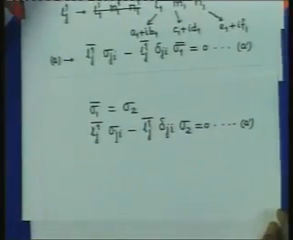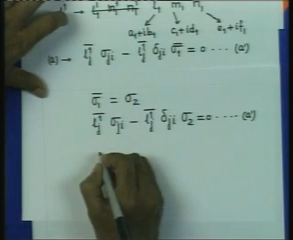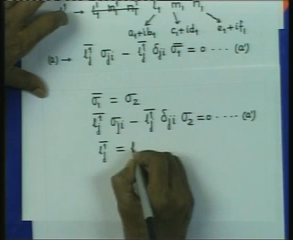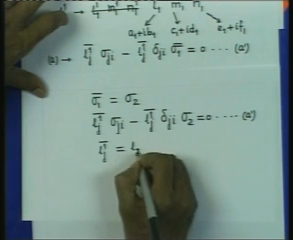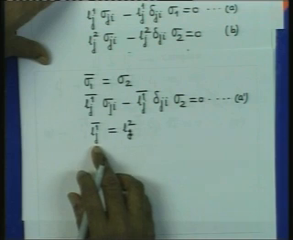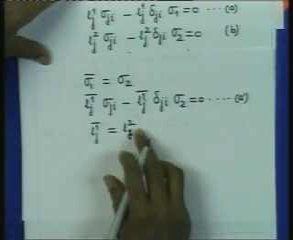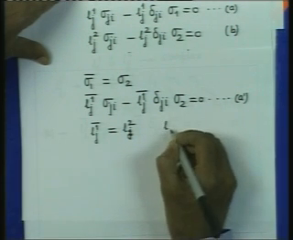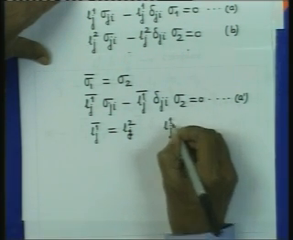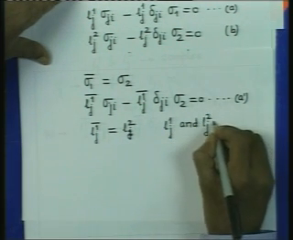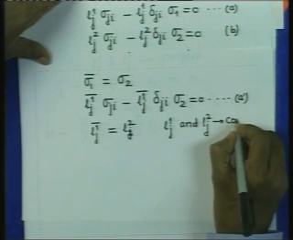This means that Lj1 bar must be equal to Lj superscript 2. So, this comparison gives us that Lj1 bar is equal to Lj2, and hence Lj1 and Lj2 are again complex conjugates.